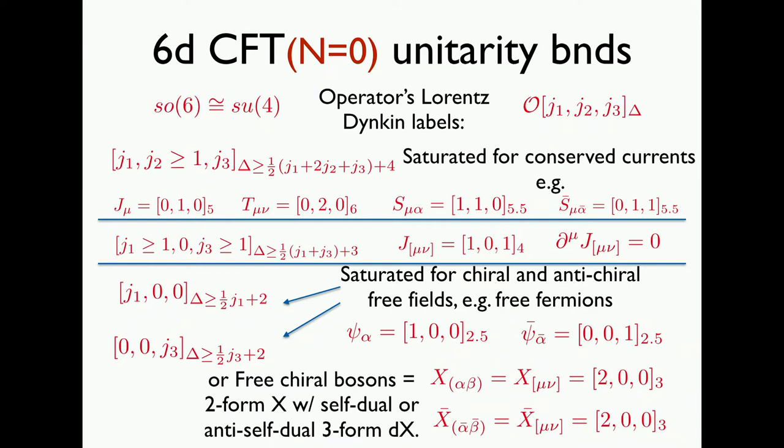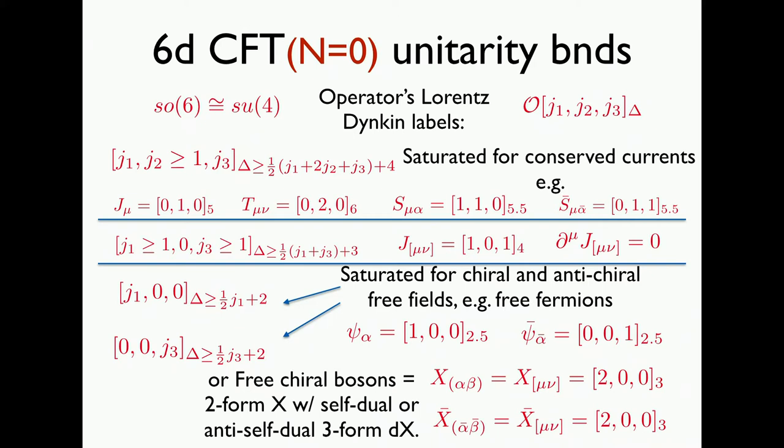So just to give a few other examples of six-dimensional operators where we saturate these inequalities: if we have any J1 and J2 and J3 are zero, so this is a representation of SU4, then this is the inequality that we get. When these inequalities are saturated, the fields are free fields. The simplest example is if J1 is one, this is a free fermion.